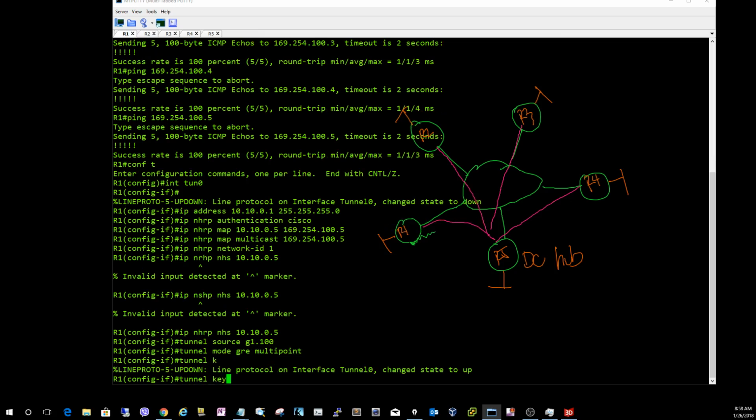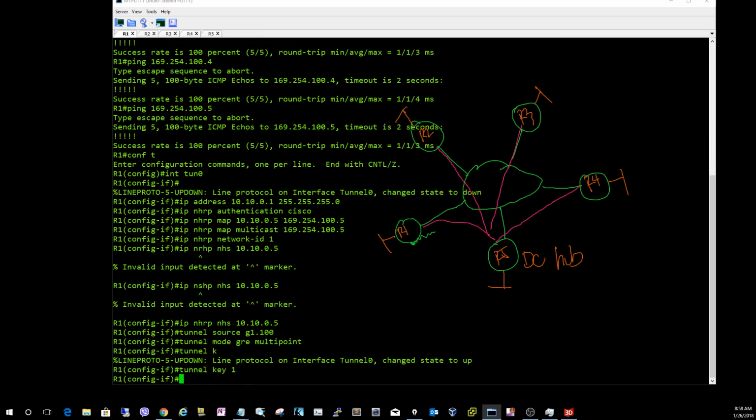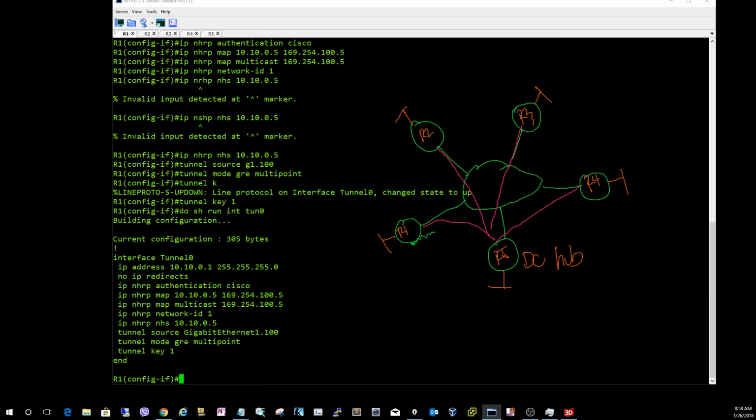Then we need your tunnel key. Tunnel key will be set to 1, and that's it. You're done with your hub. So if we do show run interface tunnel 0, that is basically your config. That's without the IPsec component, but that will work.